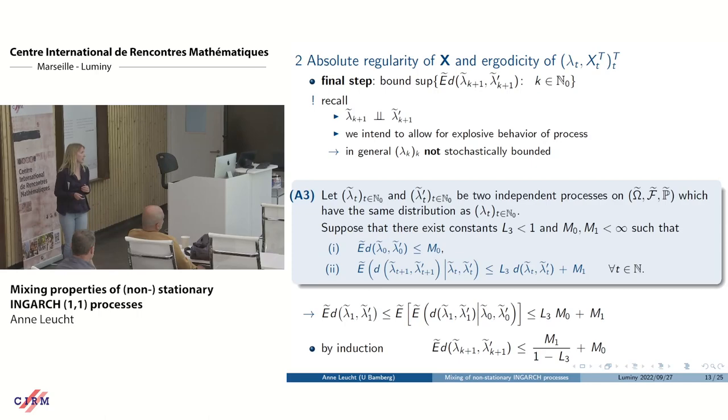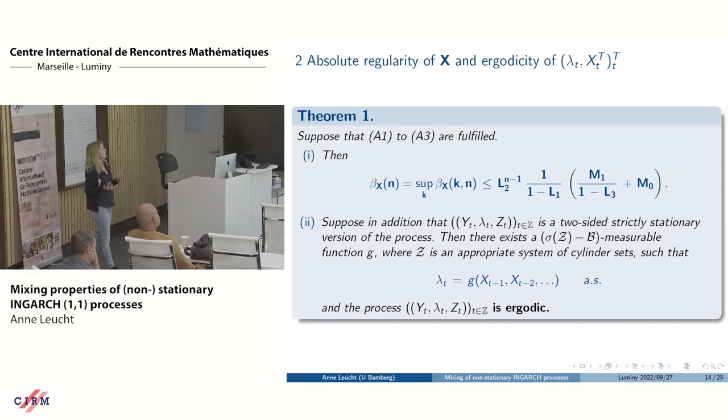And in putting all these things together, we find a bound for the beta mixing coefficient, as you see here. So the right-hand side is very explicit. You find all these constants again in this bound, and you see the exponential decay.